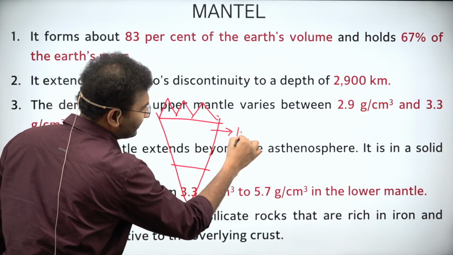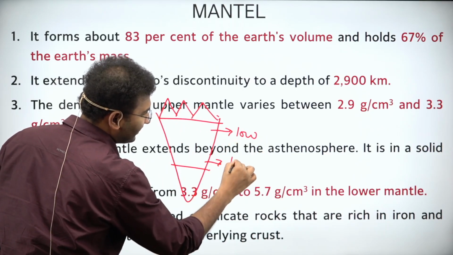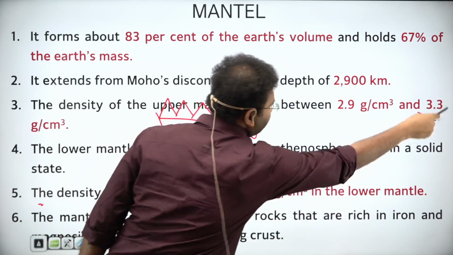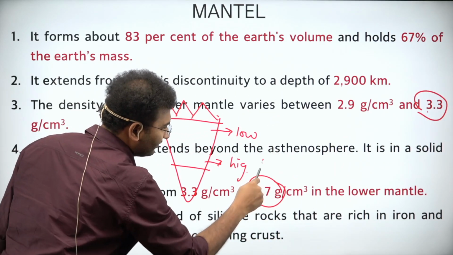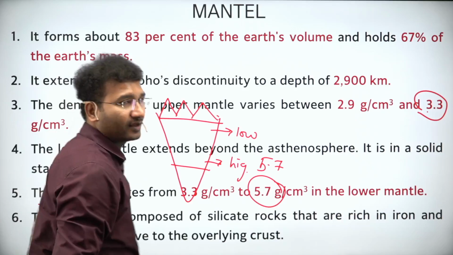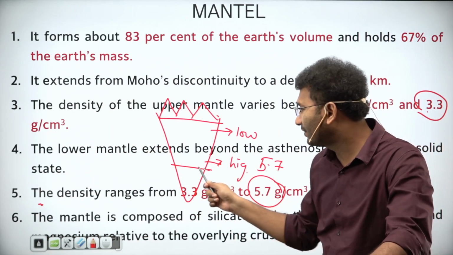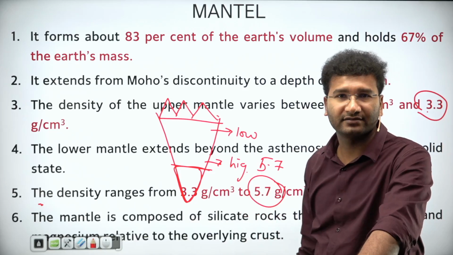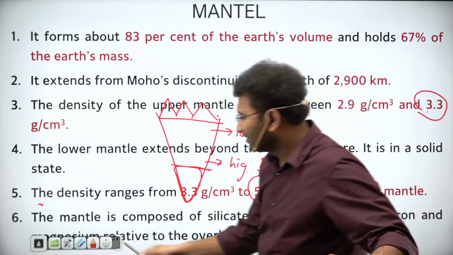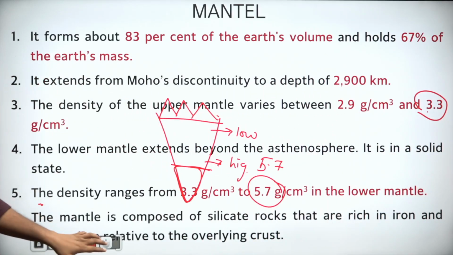The upper mantle has low density and the lower mantle has high density. As you move from 3.3, the lower mantle density will be 5.7. That means the material, as we go into the depths, has a little higher density, right? This is what you need to know with respect to the mantle.